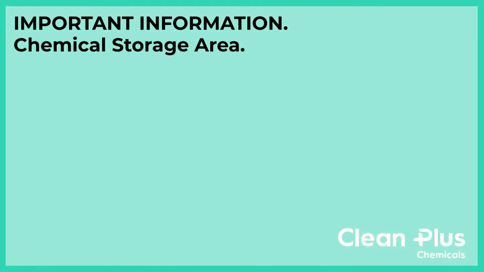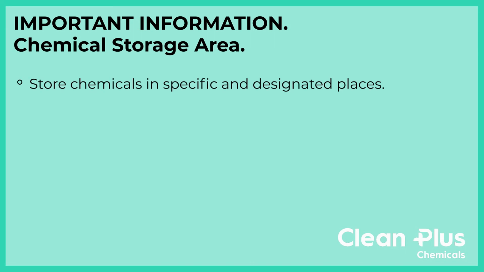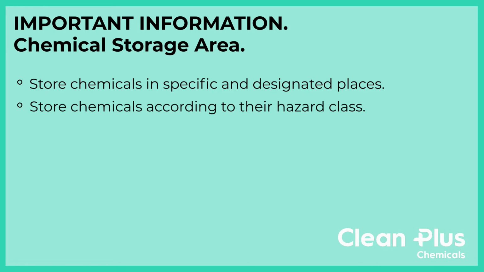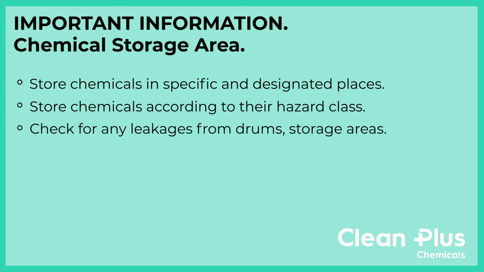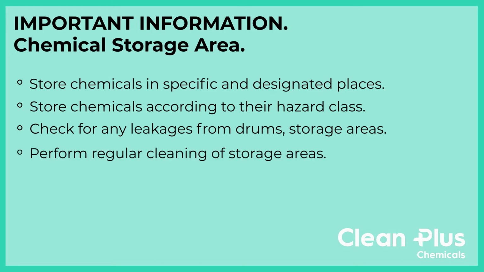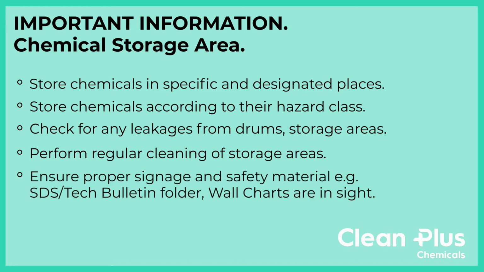Understanding where and how to store the chemicals. Store chemicals in specific and designated places. Store chemicals according to their hazard class. Check for any leakages from drums or storage areas. Perform regular cleaning of storage areas. Ensure proper signage and safety material, for example, the SDS and technical bulletin folder and wall charts are in sight.